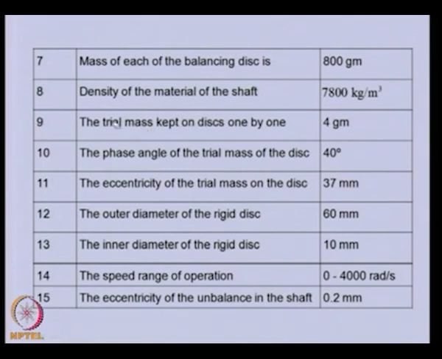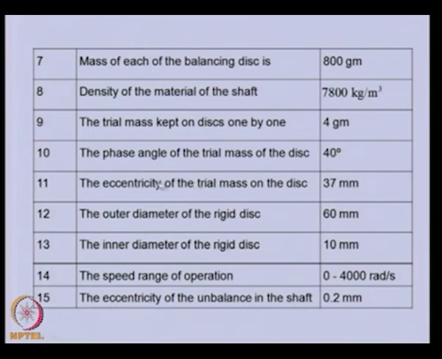These are the trial unbalances. We have seen in the influence coefficient method, we need to keep some trial mass in plane 1, plane 2, plane 3 alternately. So, this trial mass will be kept one by one, because we have only two balancing planes and we are aiming to balance up to only the second mode. So, we will be keeping this trial mass first in the first plane and then in the second plane. The phase of that is given, the orientation at which we should keep the unbalance.